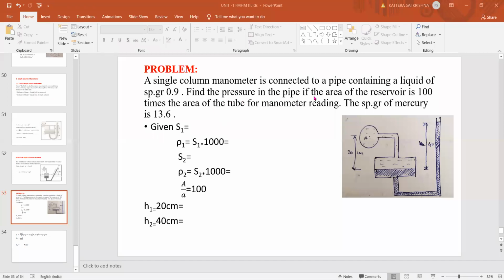Find the pressure in the pipe if the area of the reservoir is 100 times the area of the tube for the manometer reading. The specific gravity of mercury we already know. He said that the fluid used for the manometer is mercury. He gave the dimensions here. Check it now. This is 20 centimeters of the liquid above your datum line and 40 centimeters rise in the right limb above the datum line. Please copy the question and draw the diagram also.